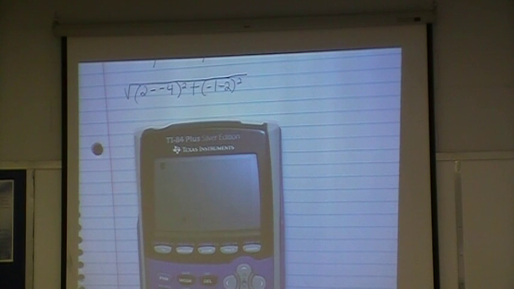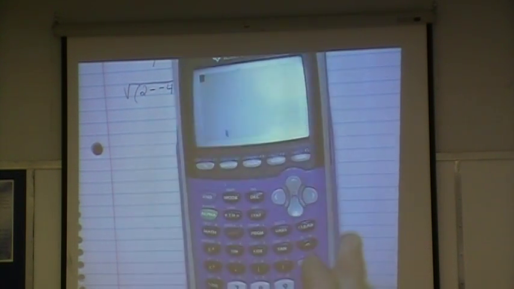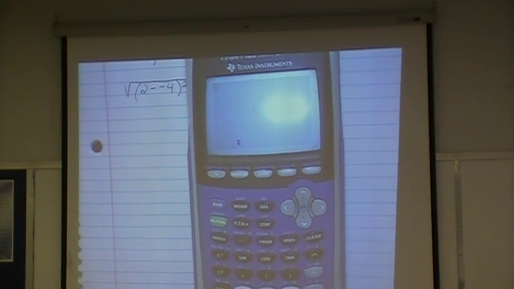Now, when you have this on your EOG, you're going to get to use a calculator. So by all means, we're going to practice using a calculator. They're not going to make you do any of this without a calculator. So, we're going to practice with the calculator. When you put this in your calculator, you're going to go second square root. If you want to write that down.